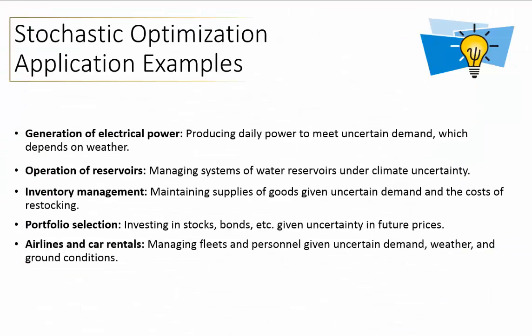Let's look at some stochastic optimization applications. Please notice that in these examples, time is almost inevitably involved because exact knowledge of the future is what most typically is lacking. In generation of electrical power applications, for example, an electrical utility has to decide each day how much power to produce to meet uncertain demand, which depends on weather.